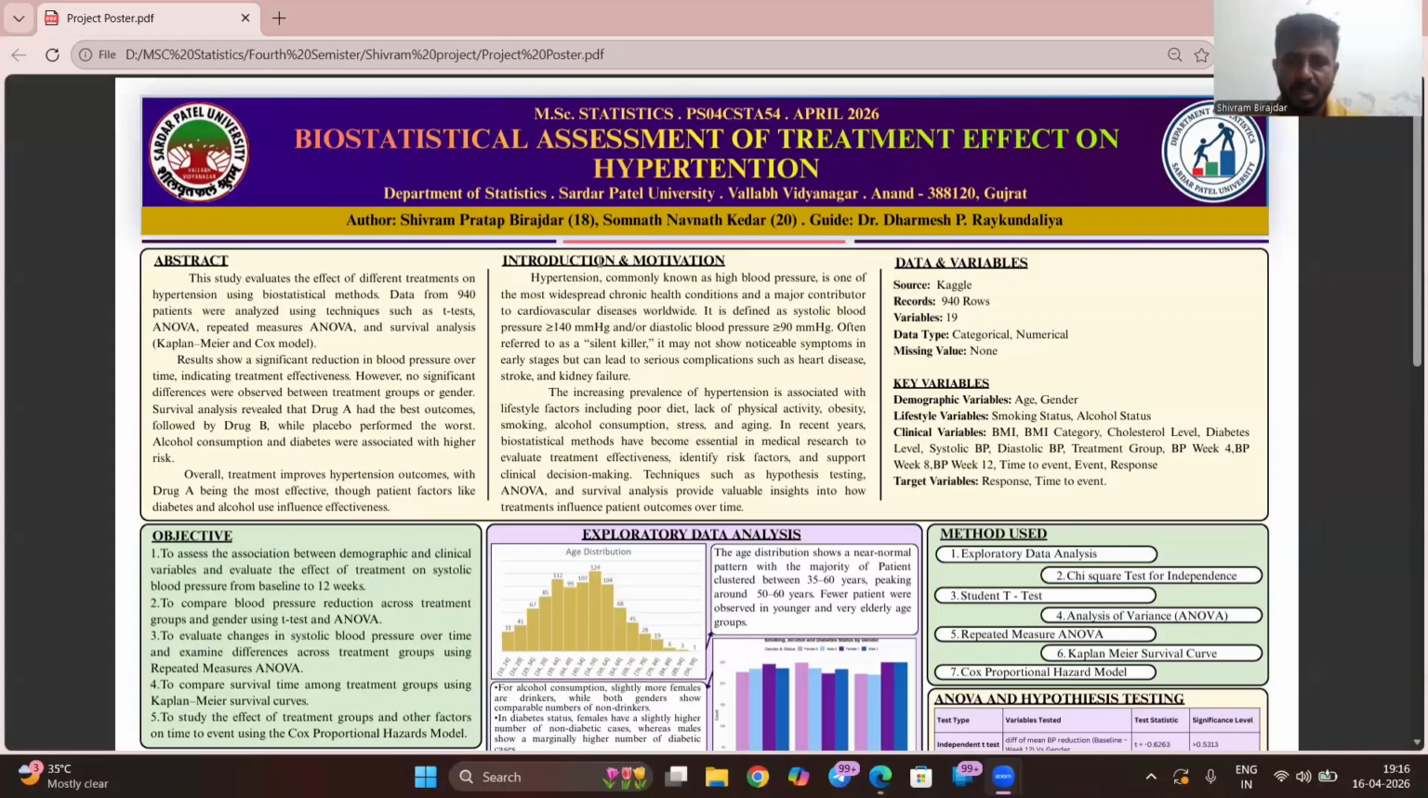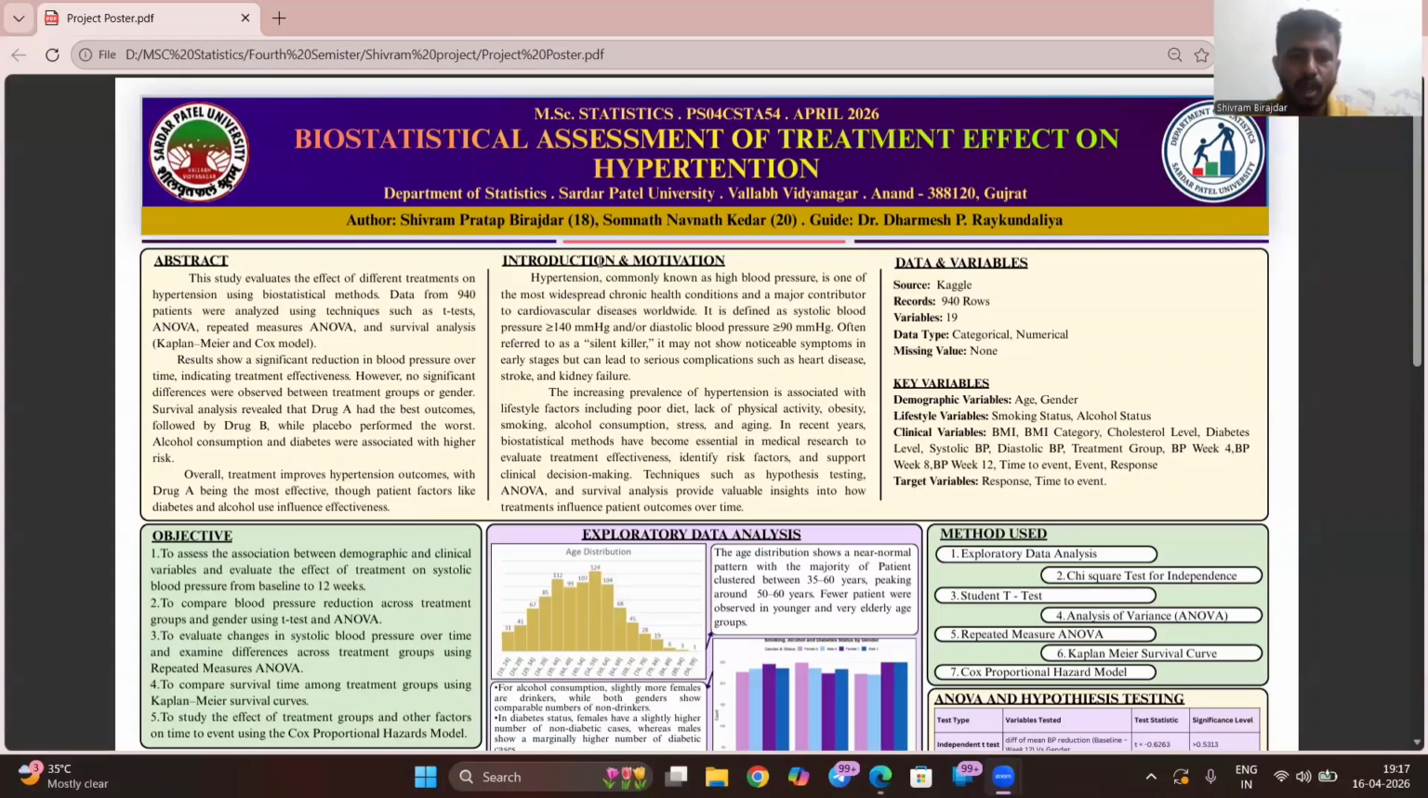The data and the variables. We use a dataset from Kaggle with 940 patients and 19 variables. There are no missing values. The dataset included demographic variables like age and gender, lifestyle variables, smoking and alcohol status, and clinical variables such as BMI, cholesterol, diabetes, blood pressure, and the outcome variables, response and time to event.